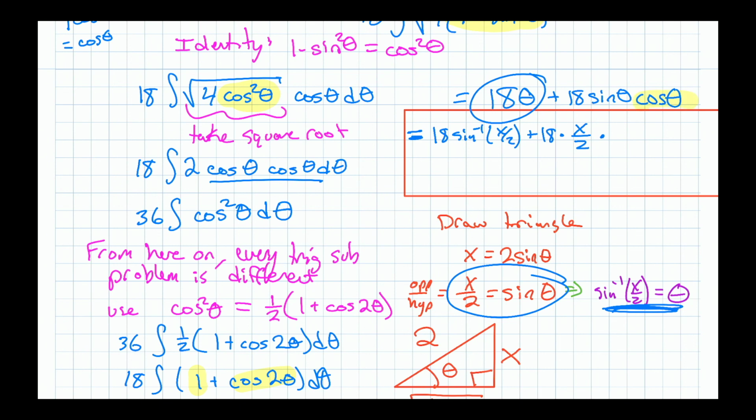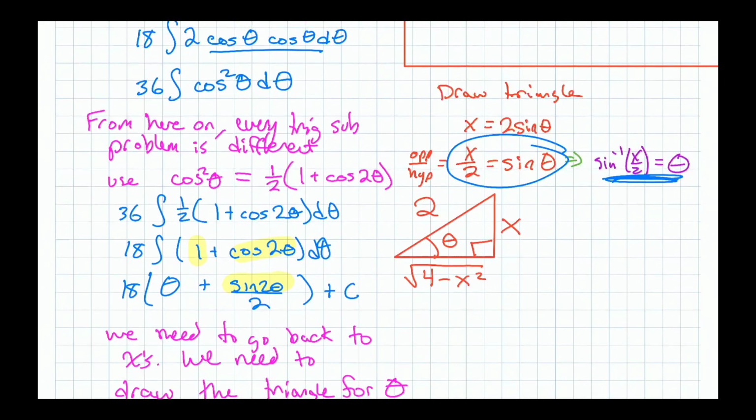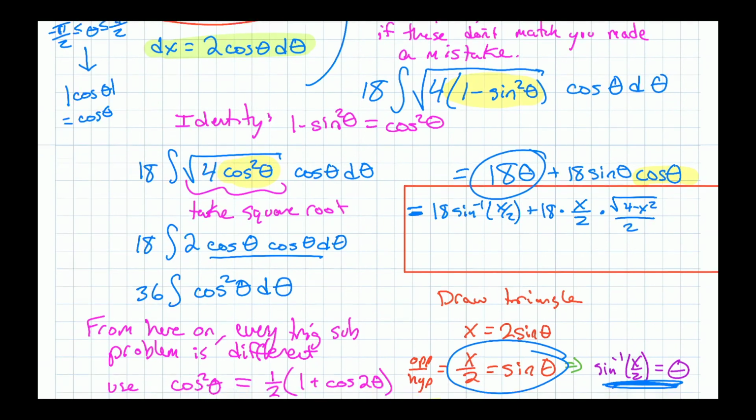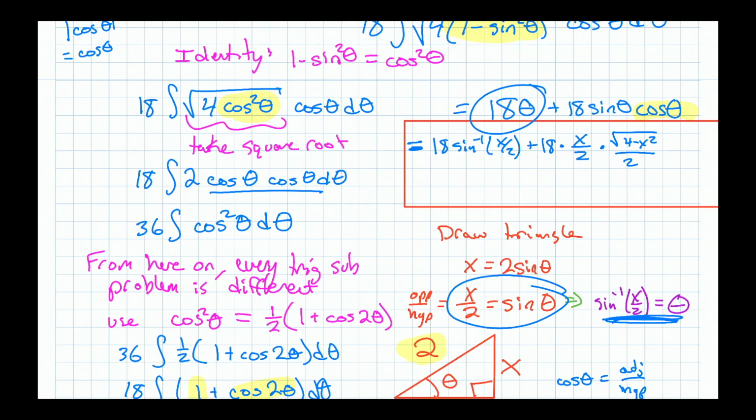What's cosine theta? Well, cosine theta, remember, is the adjacent side over the hypotenuse. You have to know those. So adjacent over hypotenuse, it's going to be square root of 4 minus x squared, over 2. And that's basically our answer.